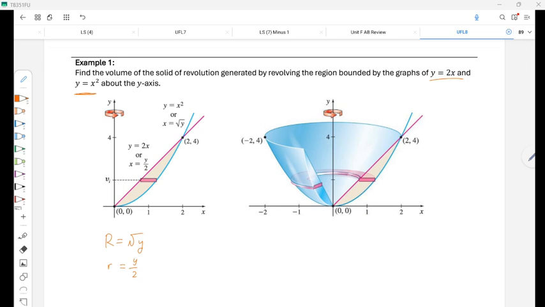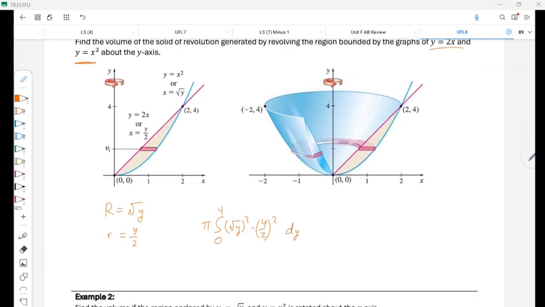When you're integrating, always look at the d at the end. Since we're going around the y-axis, we're going to have a dy. That means we should have y values as our integral limits. So we're going from 0 to what? 4. Yep. Pi r squared h. So it's going to be capital R squared, so the square root of y squared minus y over 2 squared. Pi r squared h. Got it. Could make that as two separate integrals, but it's just a little bit simpler to put them together like that.